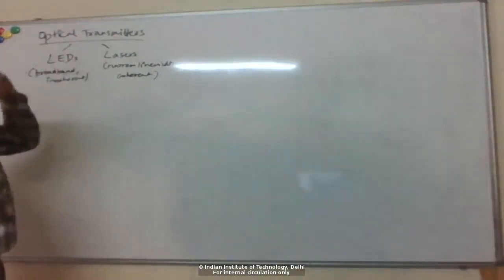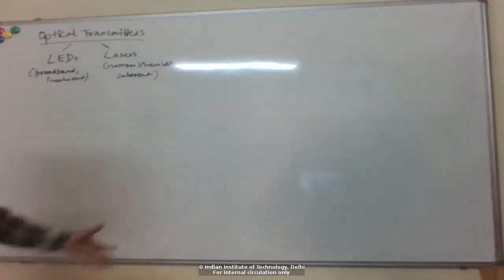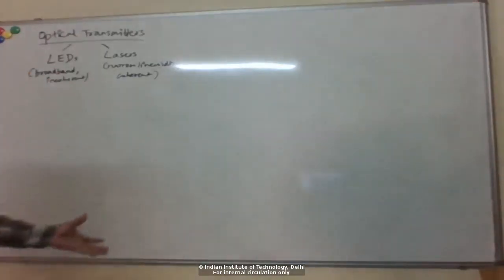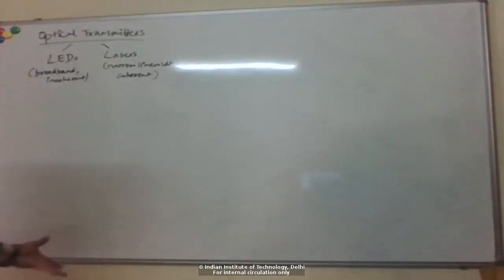LEDs were typically used in the early generation optical communication systems. And nowadays also they're used in some places for very short links, like within data servers, where your link length is below a kilometer or so. Because as we saw, with these broadband incoherent sources, dispersion is a big issue, right?